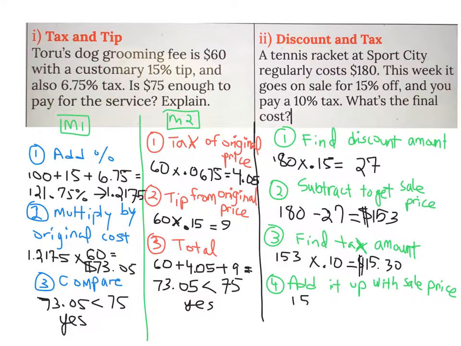Next, we're going to find the tax amount by multiplying our new sale price times the percentage of tax, which is 10%. And by doing that, we're going to get $15.30. Last but not least, we're going to add it up with the sale price to get our sales price with tax. $153 plus $15.30 is equal to our final price, which is $168.30.